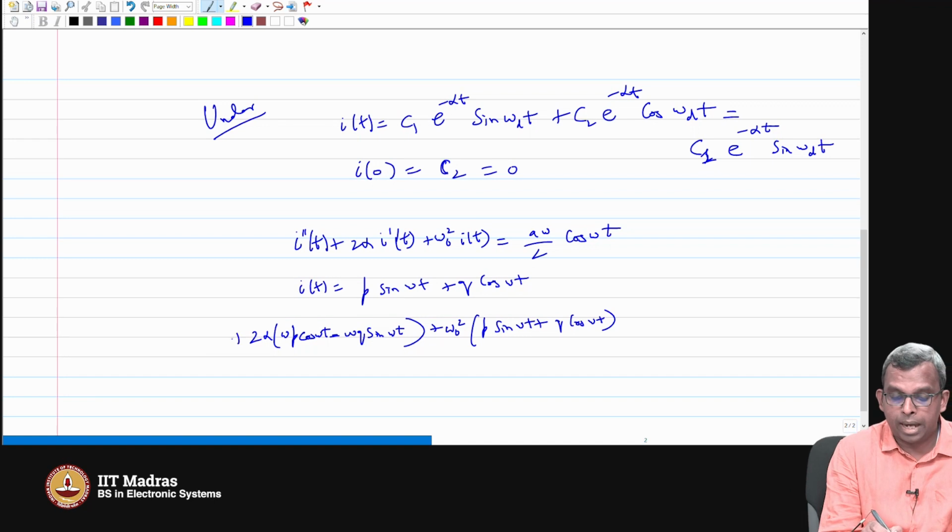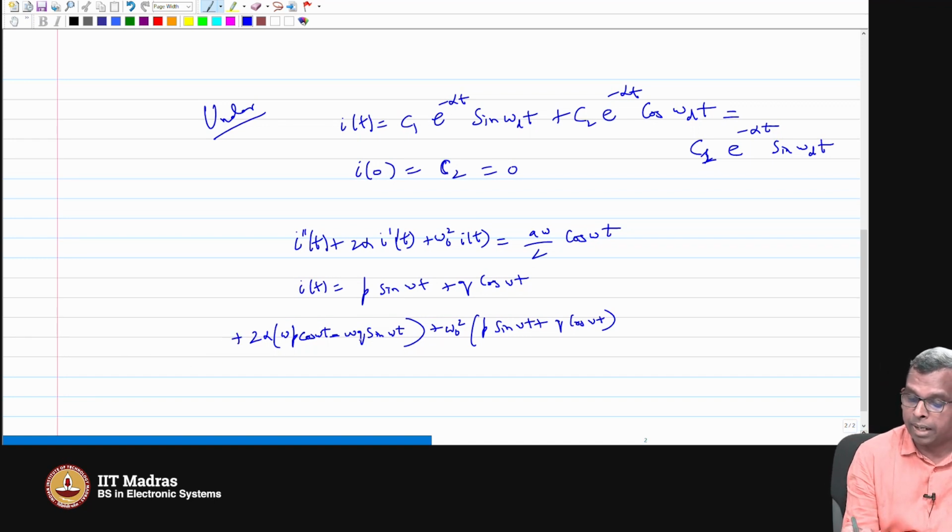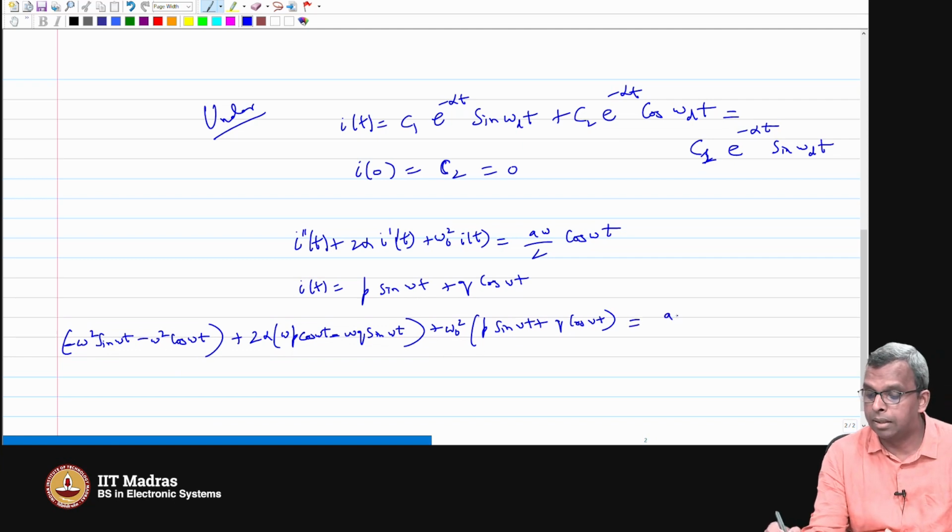And then I have my I double prime, which is the derivative of this, or you can even differentiate this twice. You will get minus omega squared p sin omega t minus omega squared q cos omega t. So this is the thing, and this needs to be equal to A omega by L cos omega t for all t. So what you can do is find the coefficient of sin omega t on the left side and cos omega t on the left side, and equate them to the coefficients on the right side.